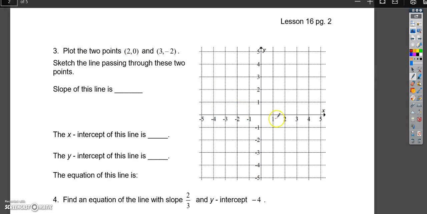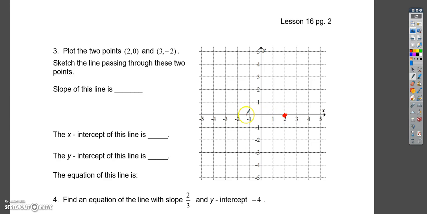Plot the 2 points. (2, 0), and (0, 3)... -2 would be here. Sketch the line that passes through. The slope of this line. So here is our right angle. We had to rise 2, and run -1. So rise over run, so our slope is -2.